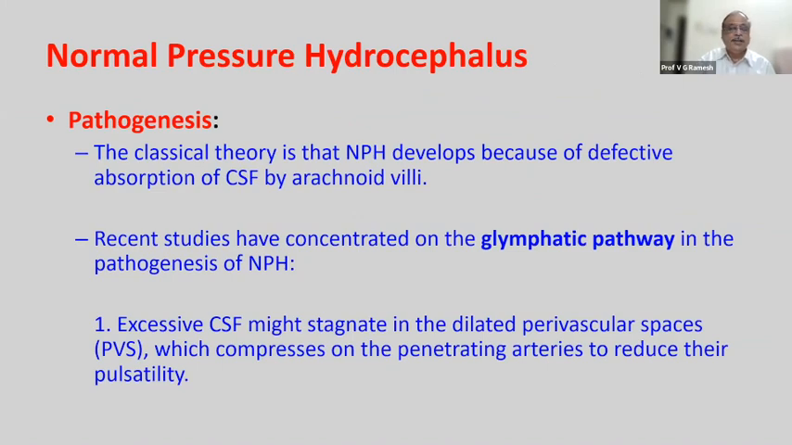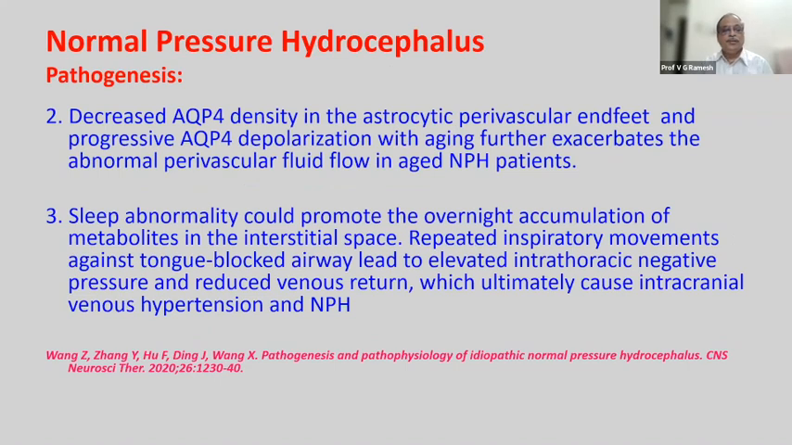So the pulsatility of the arteries is gone. So the pulsation to drive the CSF into the parenchyma is diminished. Then also the aquaporin 4 density is reduced with aging. So this also causes more abnormal fluid accumulation in perivascular fluid flow in NPH patients. And sleep abnormality, especially obstructive sleep apnea, can produce increased venous hypertension and take part in the pathogenesis of normal pressure hydrocephalus. So these are the recent concepts in the pathogenesis of normal pressure hydrocephalus.